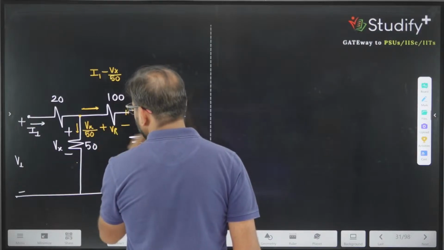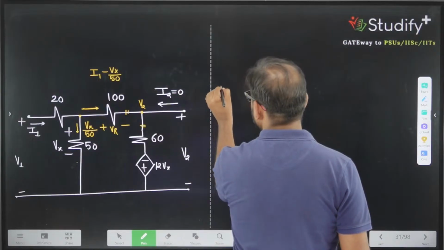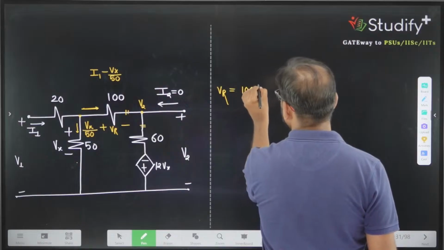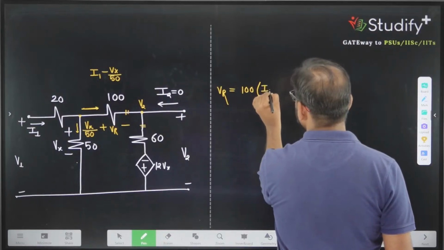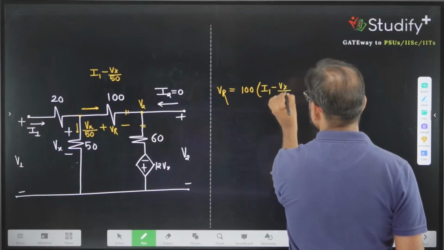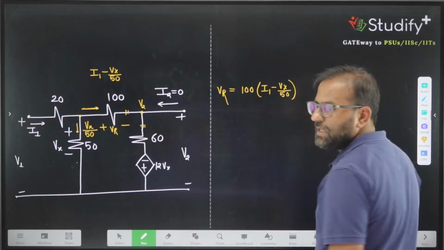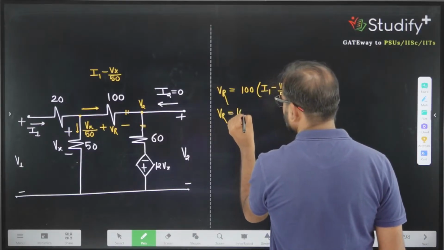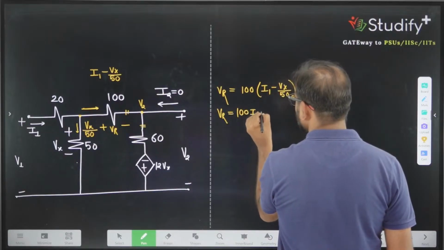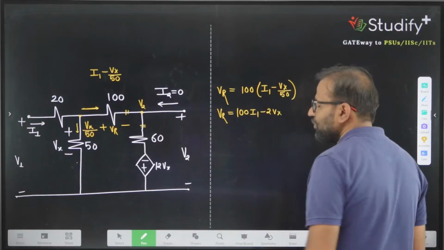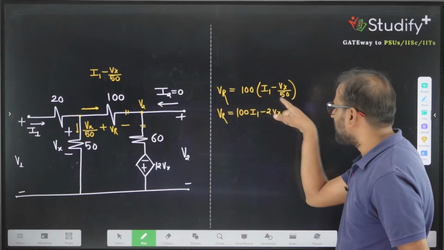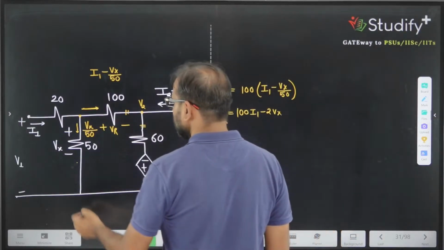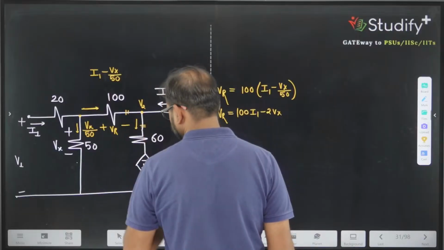Let's call this potential drop VR. So what is the value of VR? You can say the value of VR is nothing but 100 times of (I1 minus Vx) divided by 50. If I write this, VR equals 100 I1 minus 2 Vx. If you multiply 100 by I1, it is 100 I1, and 100 divided by 50 is 2, so minus 2 Vx. The same current will flow through this branch also.